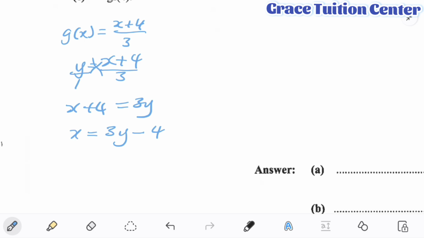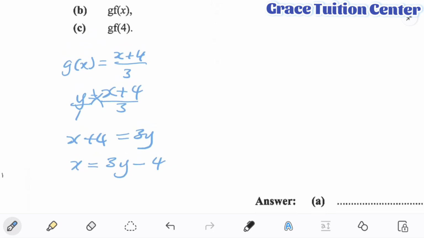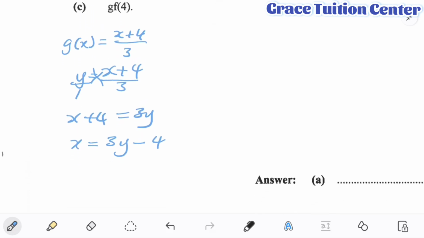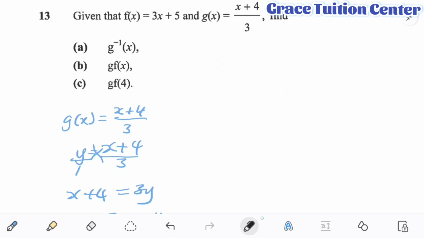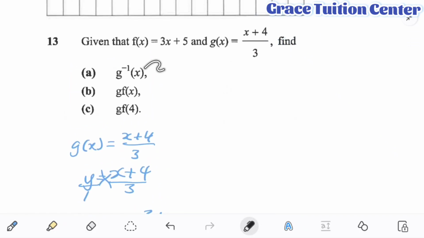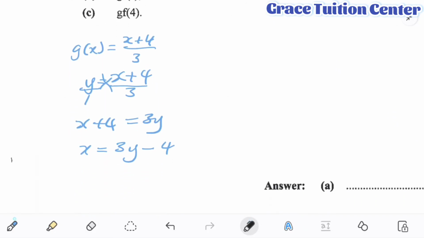Are we together? So it's 3y minus what? 4. So this is the second step. Once you are done with the second step, then the only thing you have to do is get this function here, the inverse function, this g inverse of x, because that's what we were finding. Where there's y, you write this. So I'll go ahead and do that so that you can see.